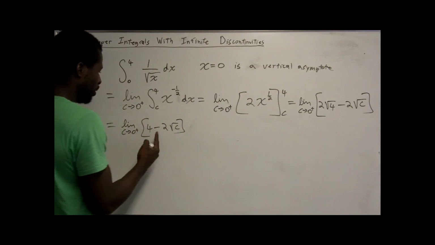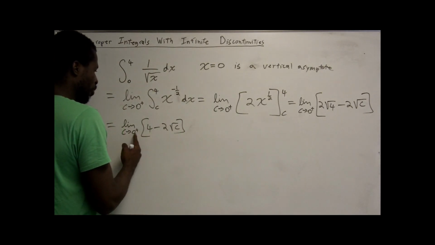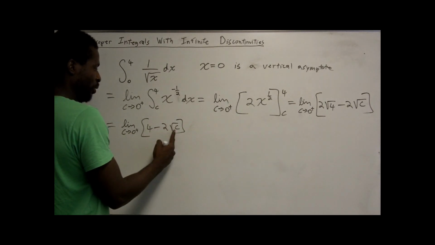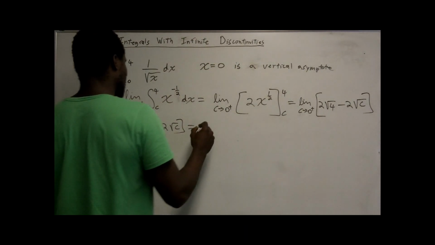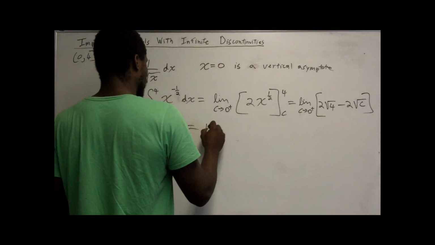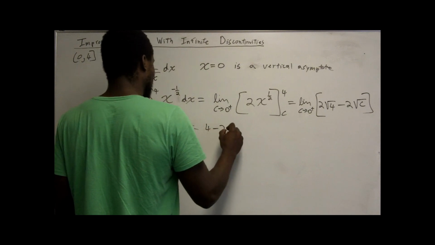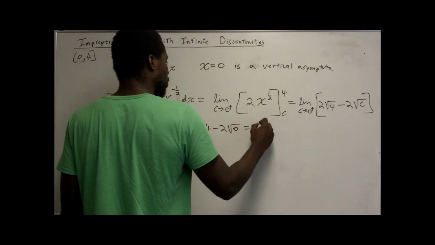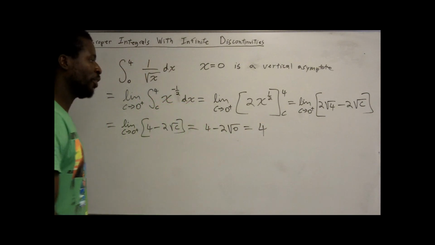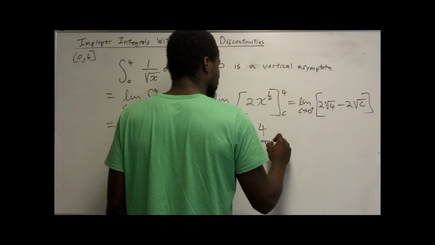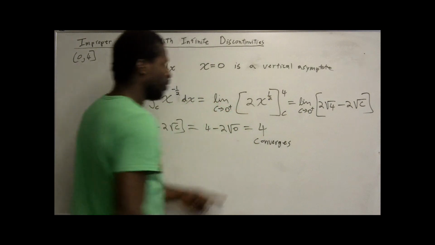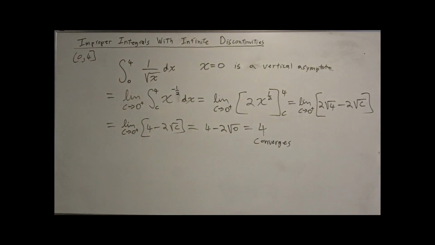As you approach 0 from the right in the square root function, the square root function tends to 0. So this term will tend to 0, and this limit will be 4 minus 2 times the square root of 0, which is just 4. So the limit converges, or the integral converges, and it converges to the number 4.